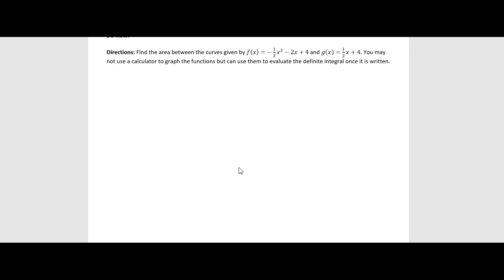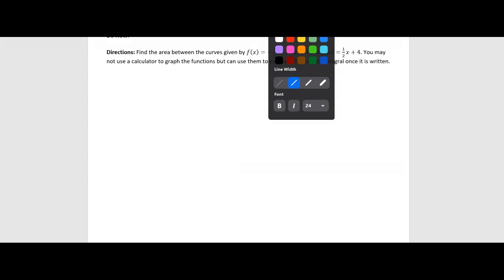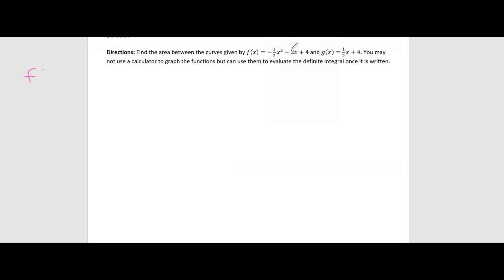Okay, so even if you have no idea what these functions look like, you don't really have to, right? We should know that one's a parabola, the one that has an x squared, and the other one is a linear function, where it just has an x to the power of 1. But if we don't know exactly where they are on the graph, we can still figure out what our limits of integration are, which one's top and bottom, etc. The first thing we want to do is figure out where the functions intersect, because that's going to give us our limits of integration. So I just need to set f of x equal to g of x.